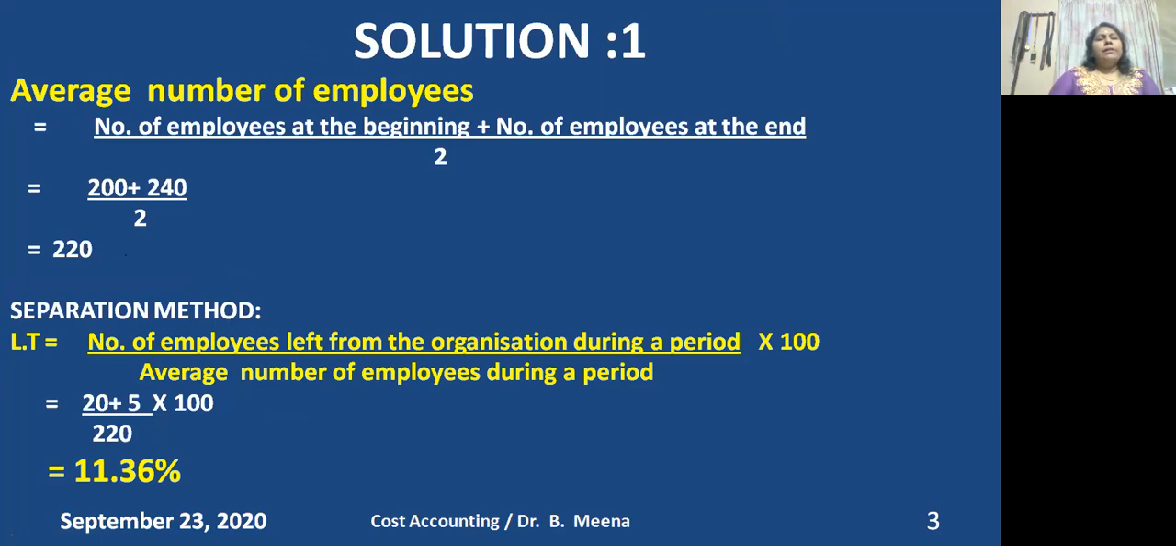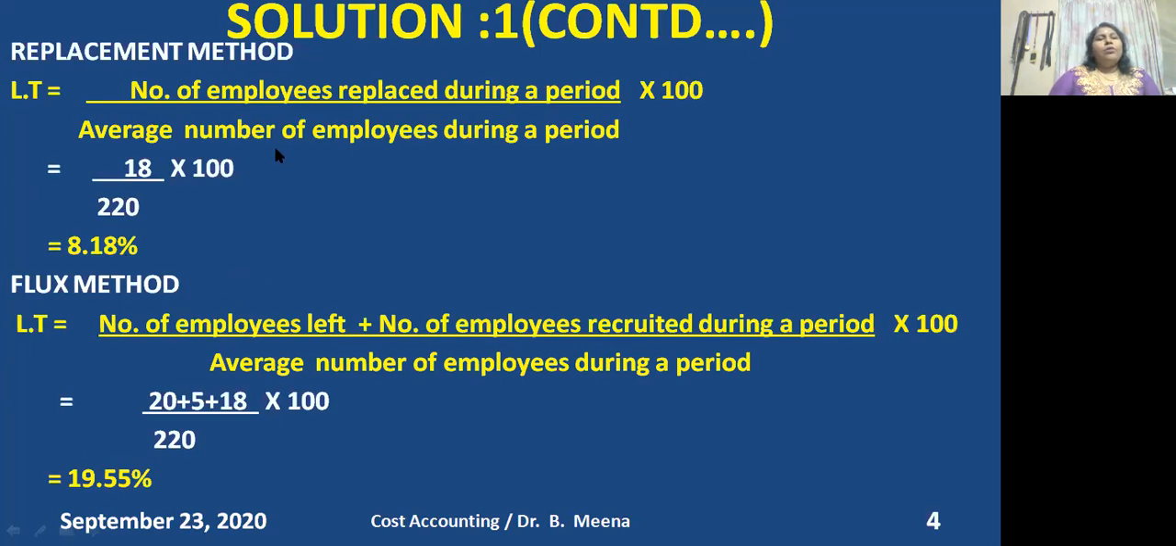So the first thing is the average number of employees I have to calculate. Then I will calculate the labor turnover under the separation method. Then I will move on to the replacement method and flux method.